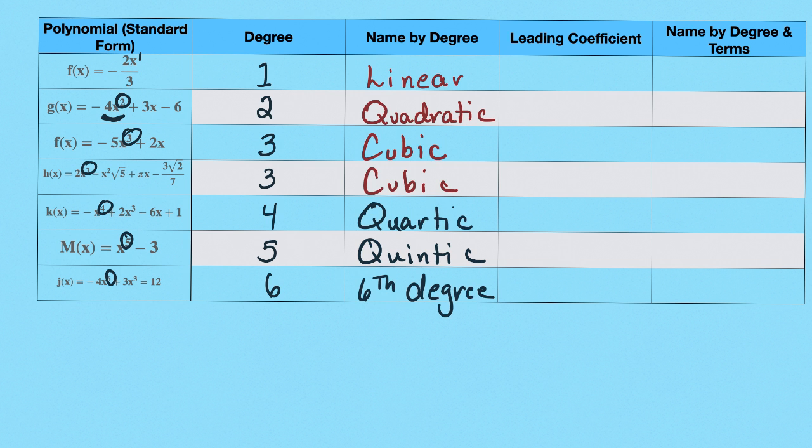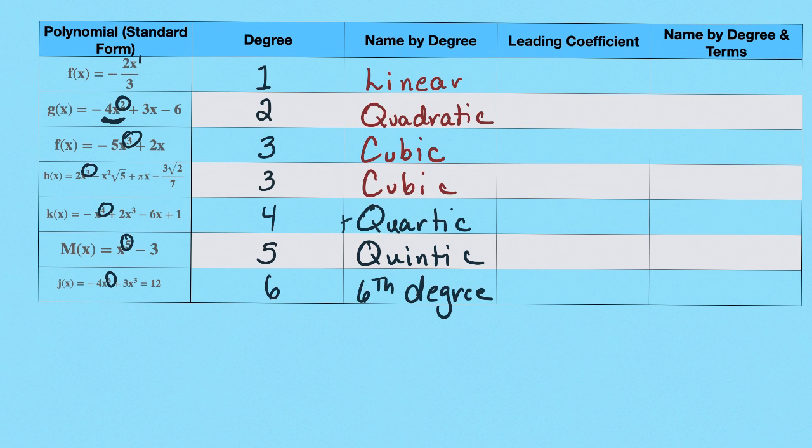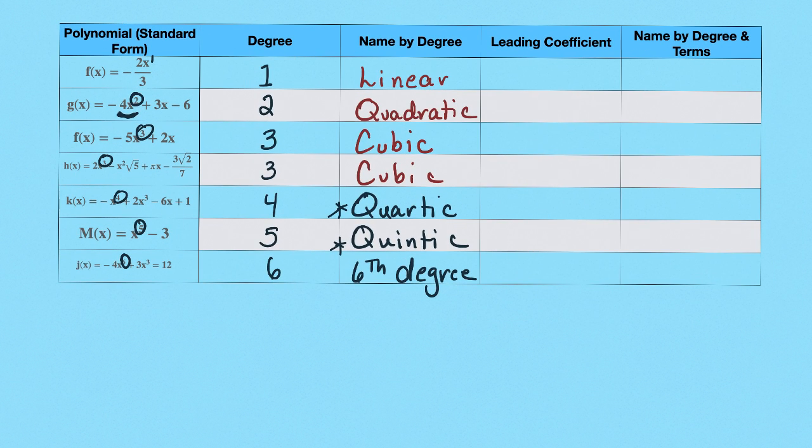Okay, and so the only new ones really here, I hope, are quartic and quintic. Even those aren't used super strictly. In other words, rather than calling something 4th degree or quartic, they might just call this 4th degree, just like they do with the 6th degree.